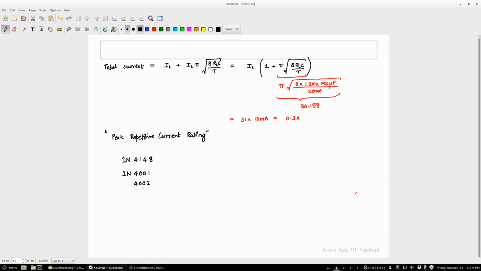Now we'll just introduce what the full wave rectifier does, and then one can go through a similar analysis, but I am not going to do that. You are comfortable doing that.